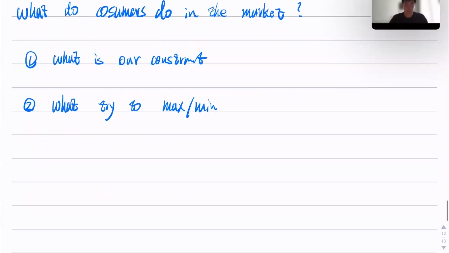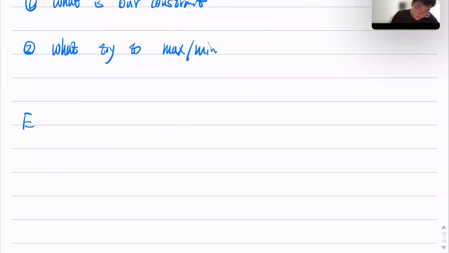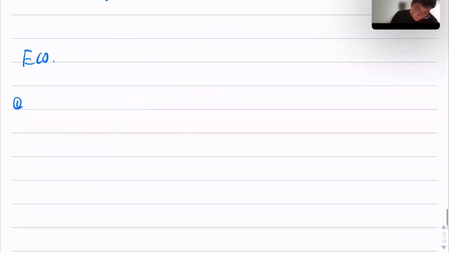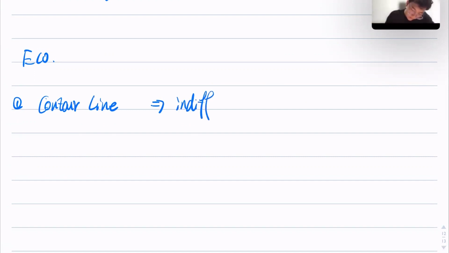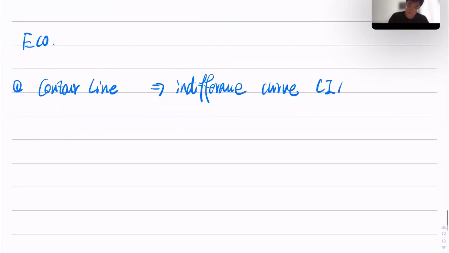So I'll just introduce two terms here. The first is a utility function. Oh no, before we get into that, there's just this one thing. In mathematics, we call this a contour line, but in economics, we call it an indifference curve, which stands for IC.